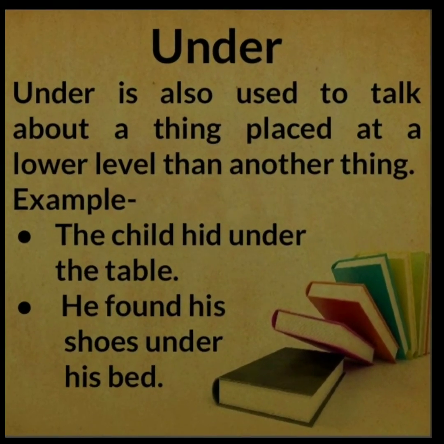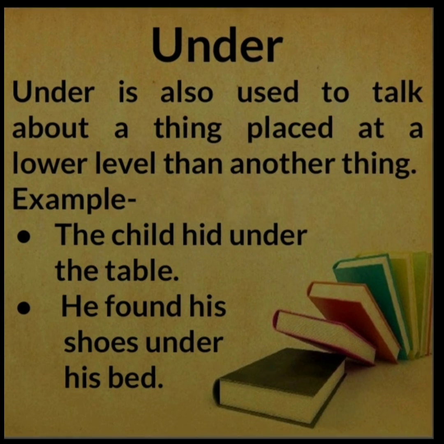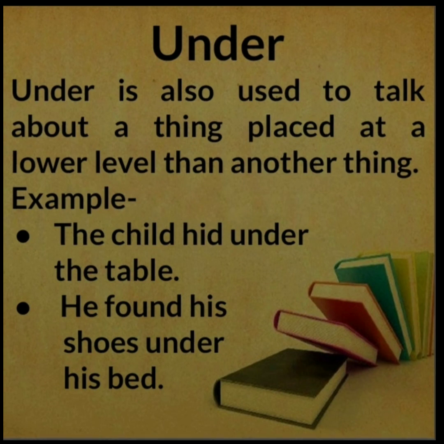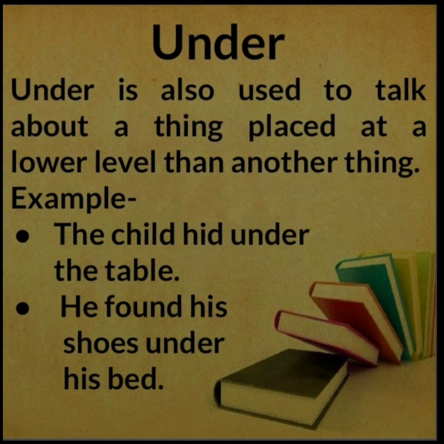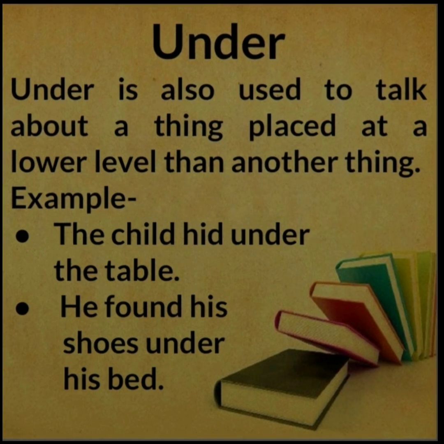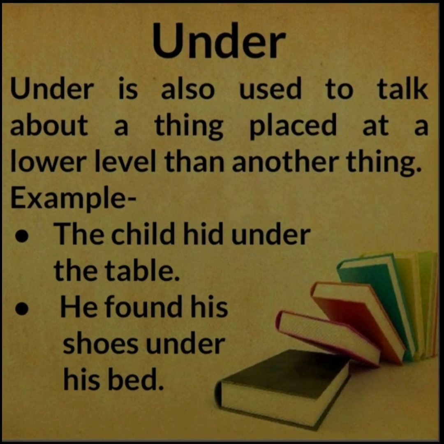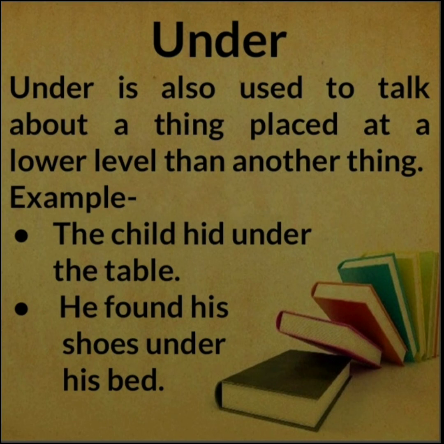Next preposition is under. The prepositions over and under are opposite to each other. Children, like the preposition below, the preposition under is also used to talk about a thing which is placed at a lower level. But the difference is that the preposition under talks about a thing which is exactly at a lower level. Or in other words, we can say that the preposition under is used when a thing is covered by the other thing which is placed at a higher level.